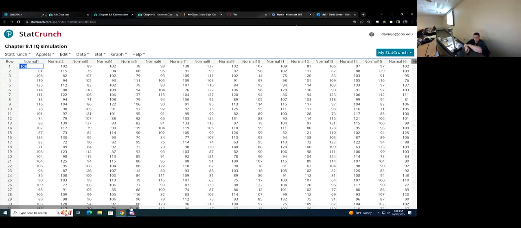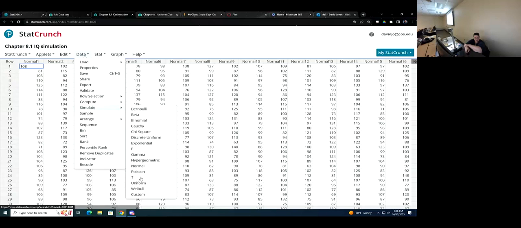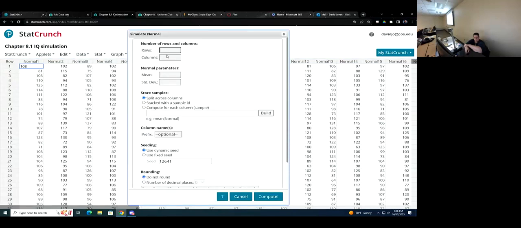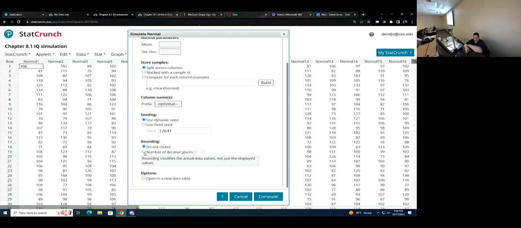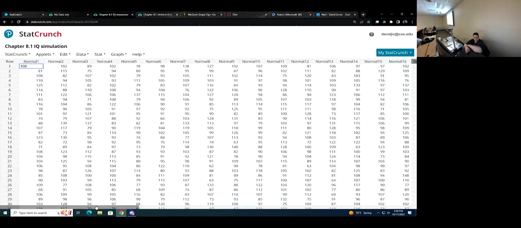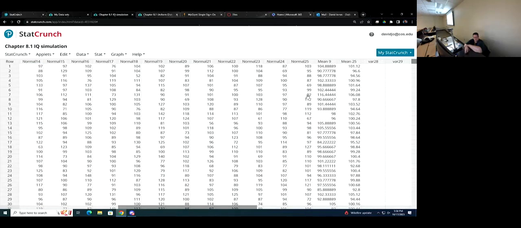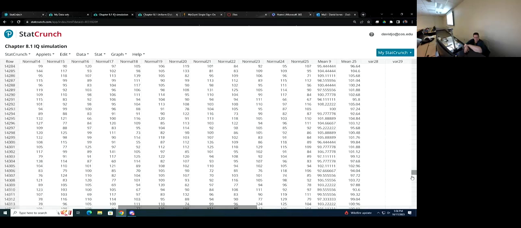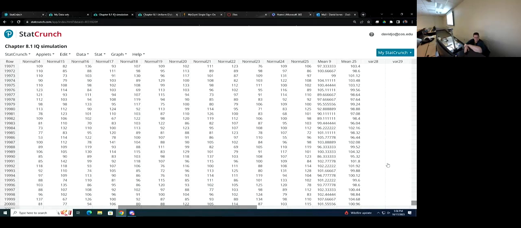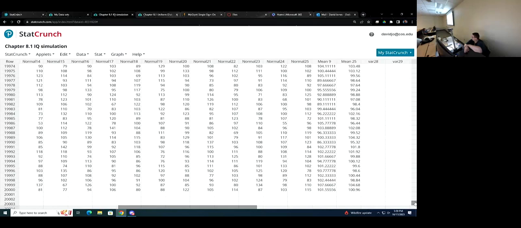All right, so this simulates a normal distribution. I did data, simulate, normal. I took out rows and columns and I told it the mean and standard deviation. And I said number of decimal places equals 0. If you don't do that, it'll give you a bunch of decimals. We don't want decimals on this, so that's what I did. That's what I got here. We can see that there are 25 rows with the normal distribution. And, oh, I didn't do 2,000, I did 20,000. My bad. I went gung ho.